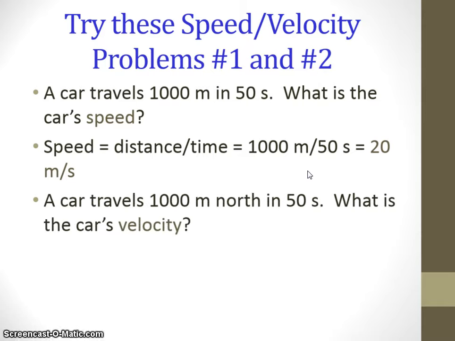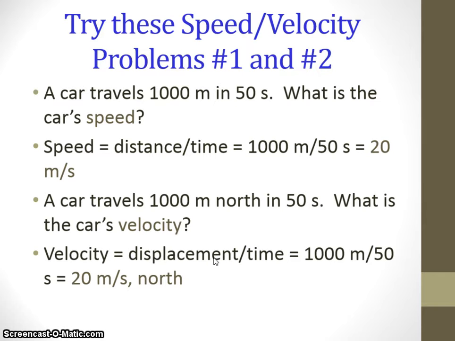How about another example? Here's a car traveling 1,000 meters north. So this right here is a displacement. It traveled 1,000 meters, but it also has a direction. And it did that in 50 seconds. So what's the car's velocity? Well, if you look at the equation for velocity, it's the displacement divided by the time. So you take that displacement, 1,000 meters, and divide it by the time, 50 seconds, and you get 20. Now notice again, it's the same answer as the first question. The only difference is that it had the word north, so that makes it the velocity.